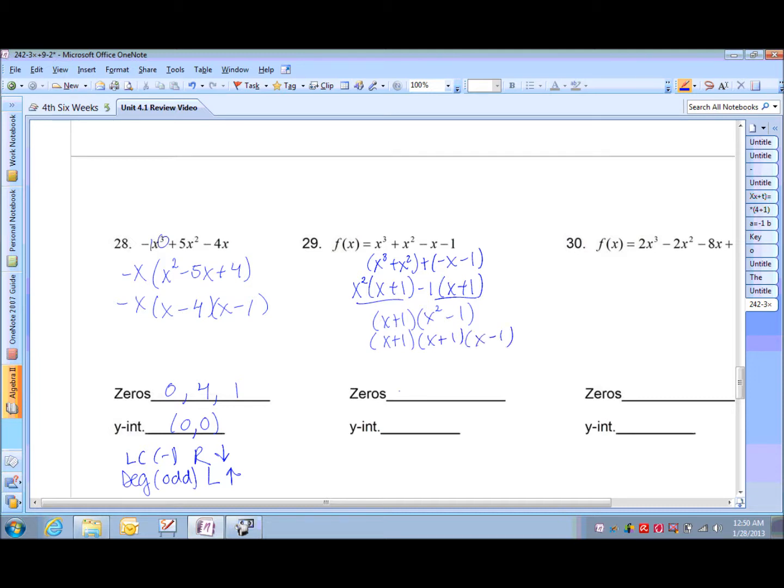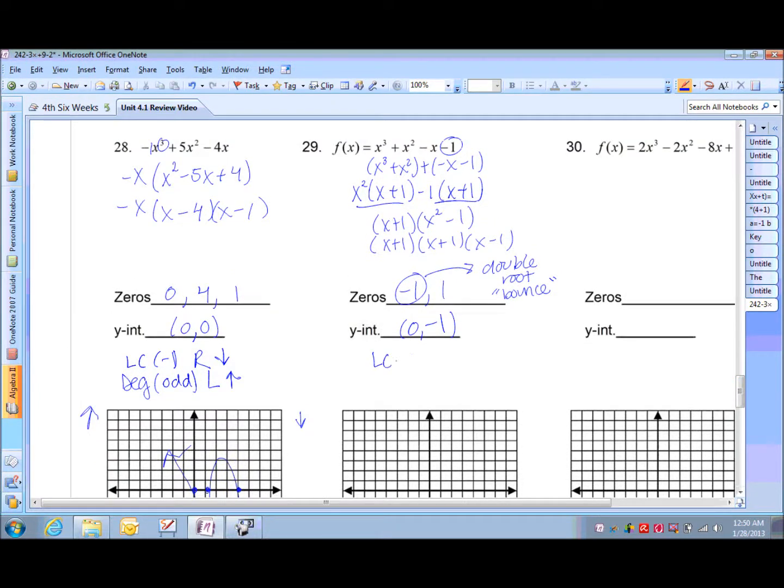So my zeros here are negative 1 and 1. And if you notice, negative 1 is a double root. Okay, so it's going to bounce when we graph it, and I'll explain what that means in just a second if you're unaware of it. Our y-intercept is negative 1, so 0, negative 1.